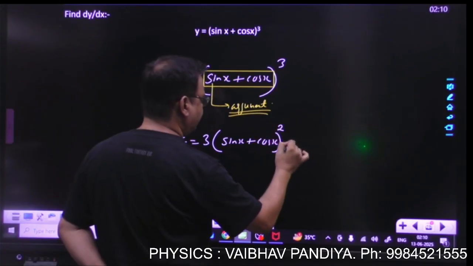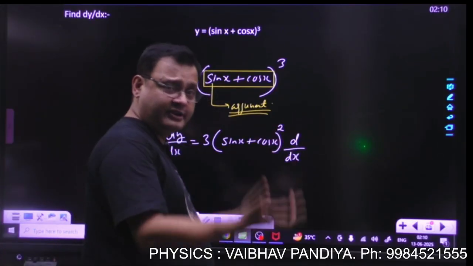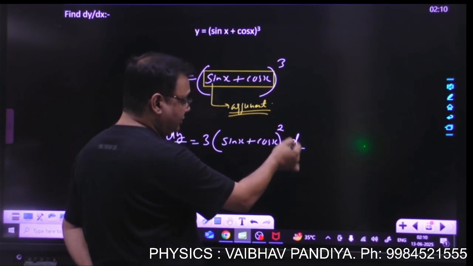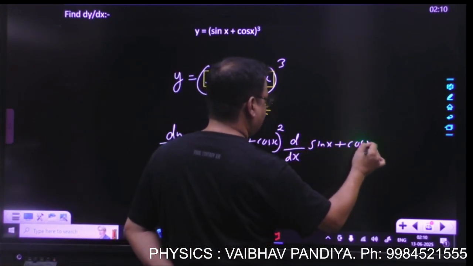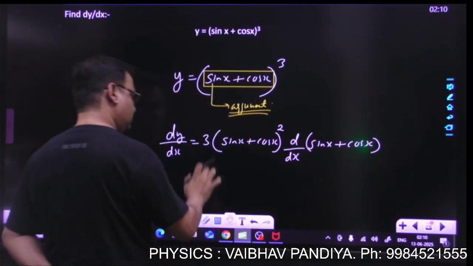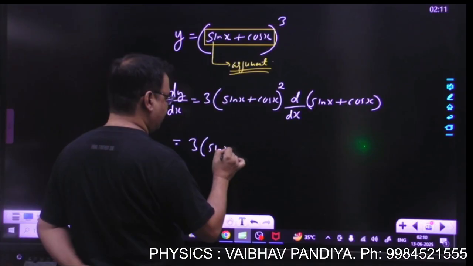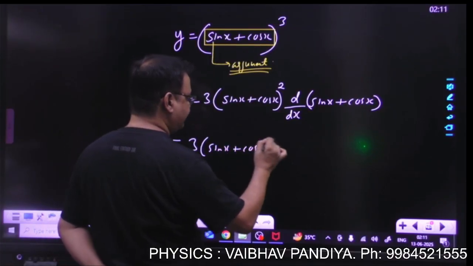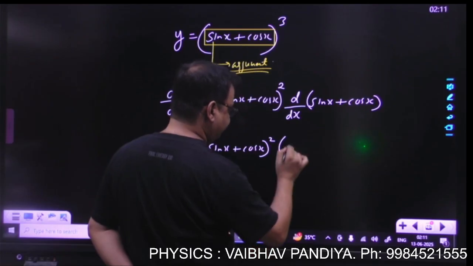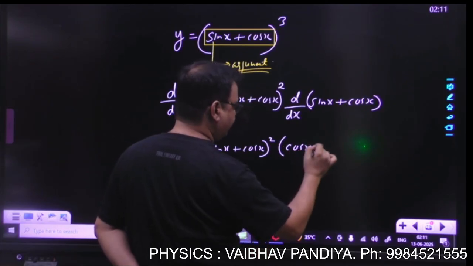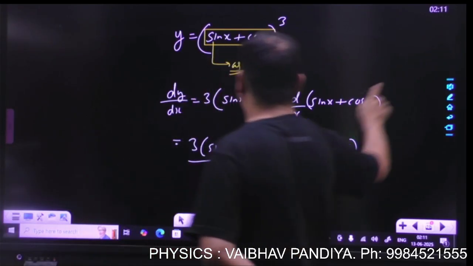3 minus 1, 2. Then you have to multiply it by d by dx. I am writing d by dx right now; once you get fluent, there is no need to write this thing. Of sin x plus cos x. So you will get 3 sin x plus cos x to the power 2. Now what is the derivative of sin x? Cos x. And what is the derivative of cos x? Minus sin x. So this will be your answer. Got it?